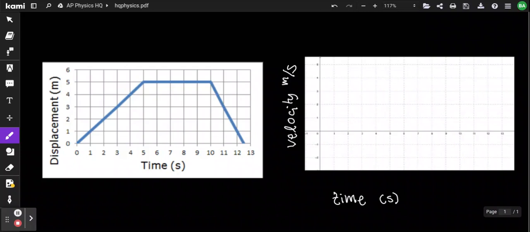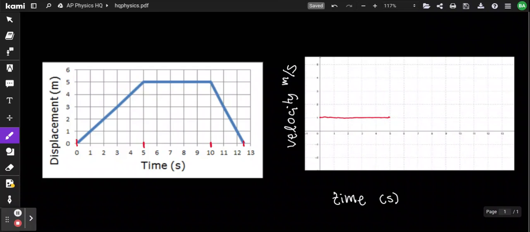Here, we have a linear line that stays linear from 0 to 5, and then changes its slope from 5 to 10 seconds, and then once again changes slope from 10 to 12.5 seconds. So for each of these intervals, we can find the slope because it's simply a linear graph. Okay, so from 0 to 5 seconds, it looks like our rise is 5 meters and our run is 5 seconds. So our velocity would be 1 meter per second from 0 to 5 seconds, like so. We would start here and continue on until 5 seconds.